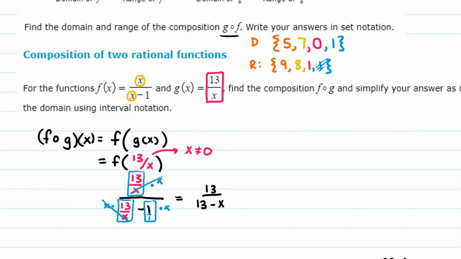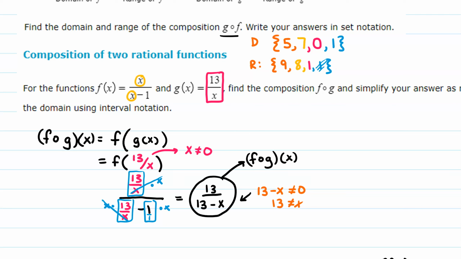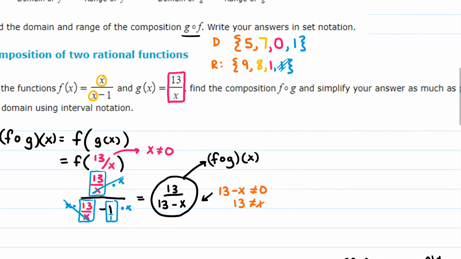Now, if you look at this guy here, 13 minus x cannot be 0. So that means x cannot be 13. So we've got two restrictions for this function. So here's my function, f of g of x. And now we have to talk about its restrictions.